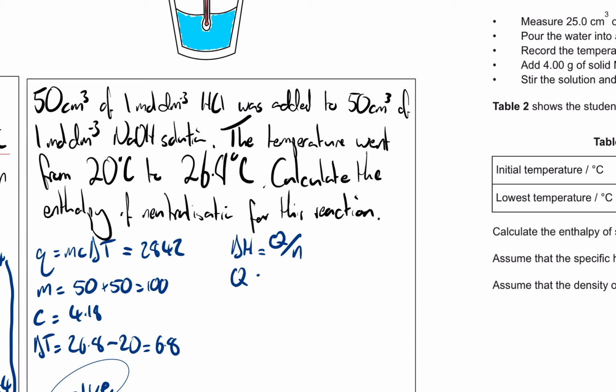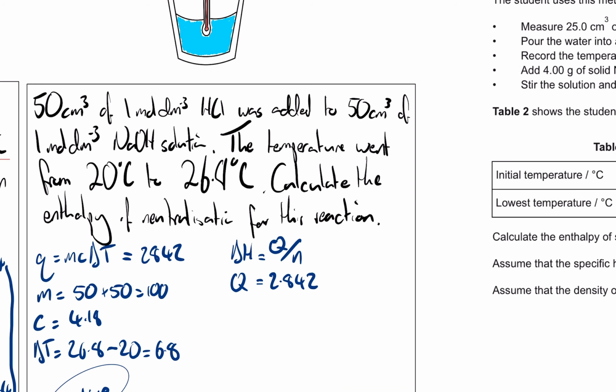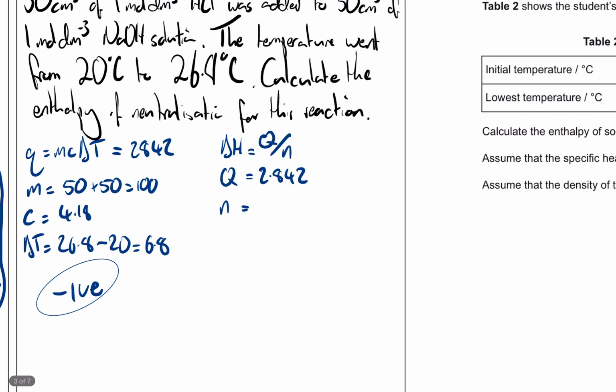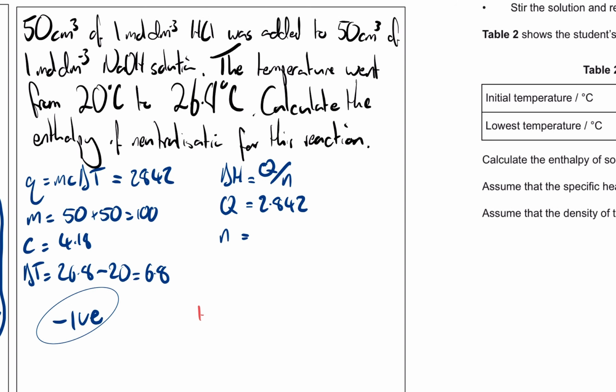Q equals 2.842 because we've got to divide by 1,000. N. Now, if you remember from last time, this is an enthalpy of neutralization. So we're thinking about 1 mole of water. So first of all, let's write a balanced equation for this. We have HCl plus NaOH makes H2O plus NaCl.